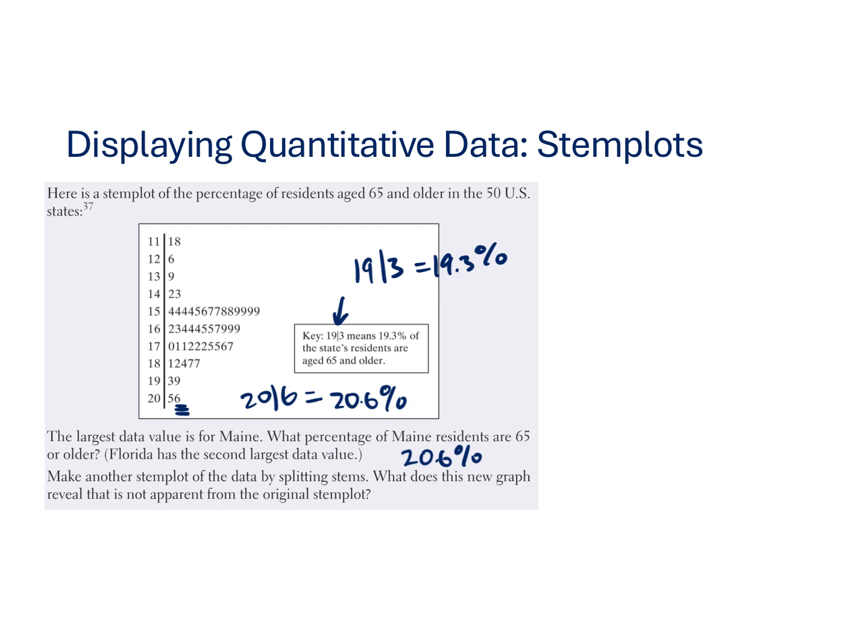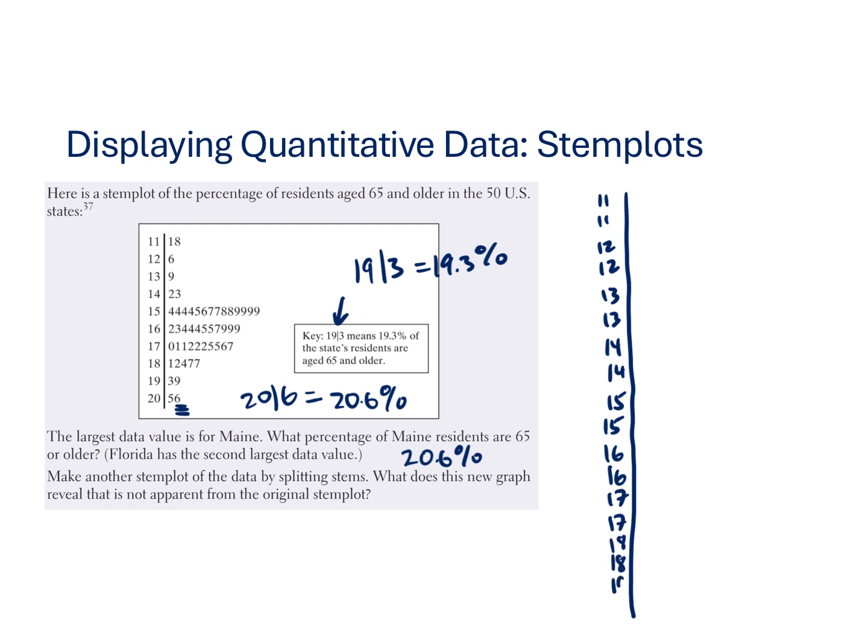Then we want to make another stem plot by splitting our stems. This one just gets long. 11, 11, 12, 12, 13, 13, 14, 14, etc. Am I going to have enough room? We need two 20s down at the bottom. Okay, and then remember, we're just splitting by, is it 0 through 4, or is it above? So 1 and an 8 are going to go like that. There's nothing in that next row. 12.6 would go there. 13.9 is going to go in our second 13. 14's got a 2 and a 3.